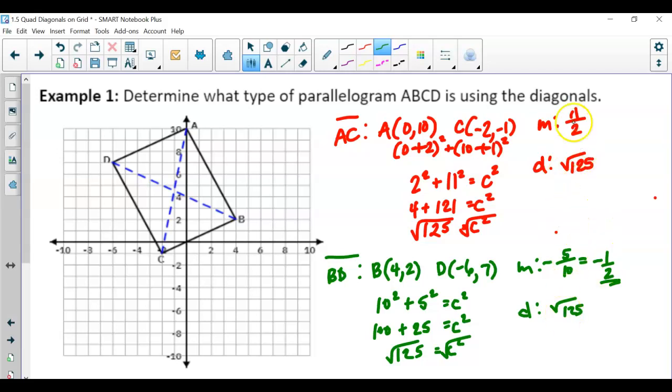But do we have negative reciprocal slope? No. So they are not perpendicular. They're only congruent, which means we have a rectangle. Because they are congruent to each other, but they do not create a 90-degree angle, the two diagonals.